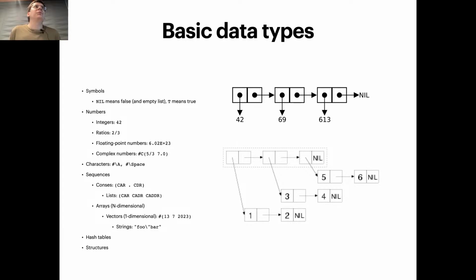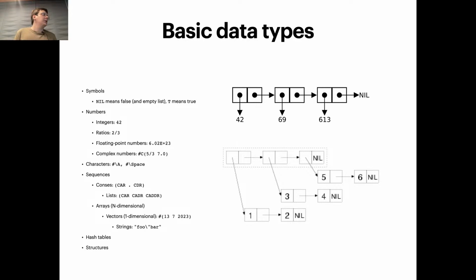So this is the main difference between conses and lists, that lists are usually nil-terminated, and when they're nil-terminated, there is no dot in the printed form of the list. So you can see this on the slide.